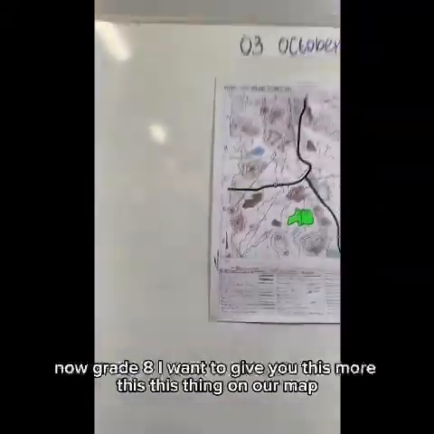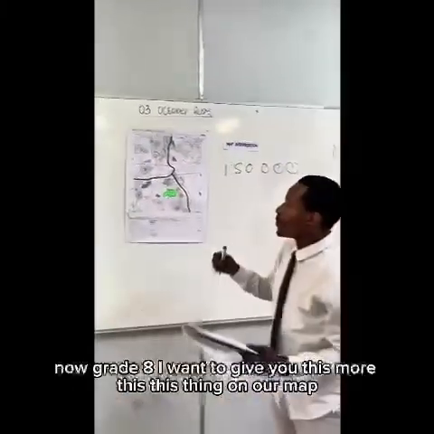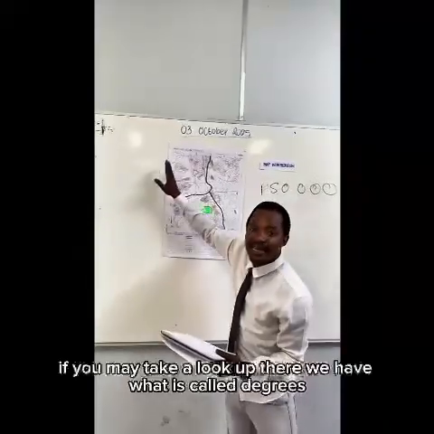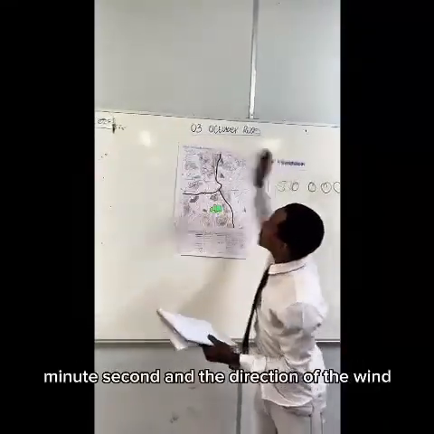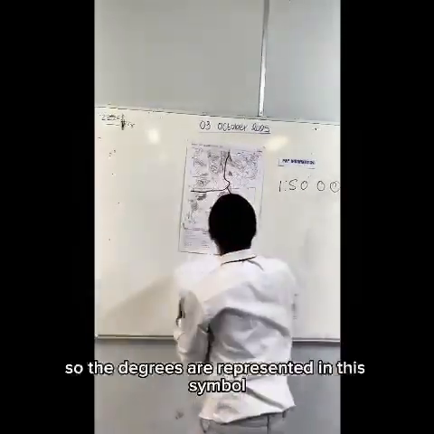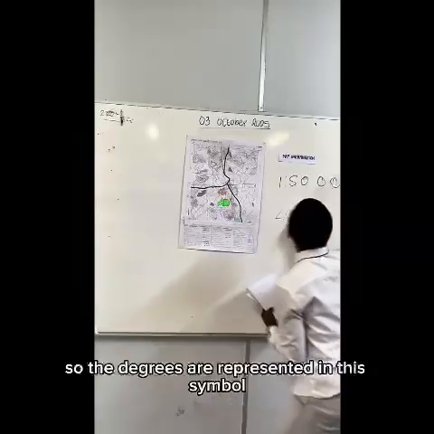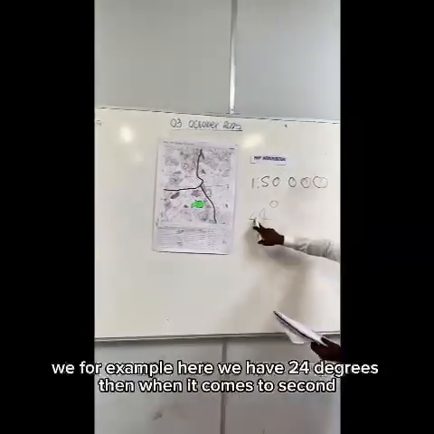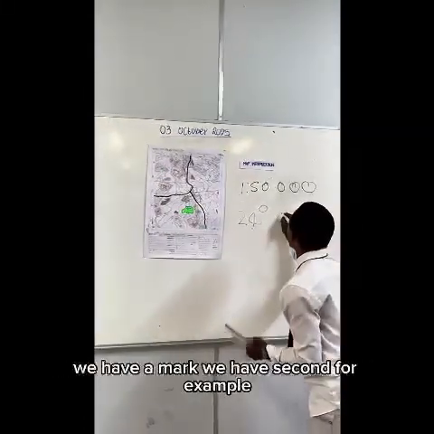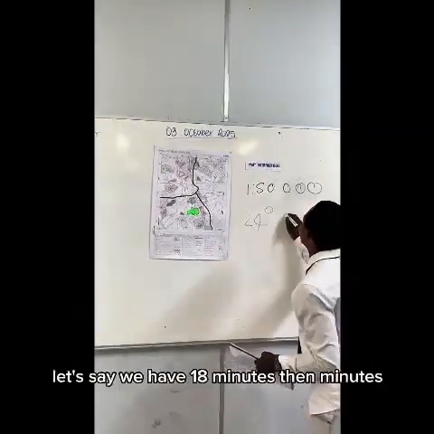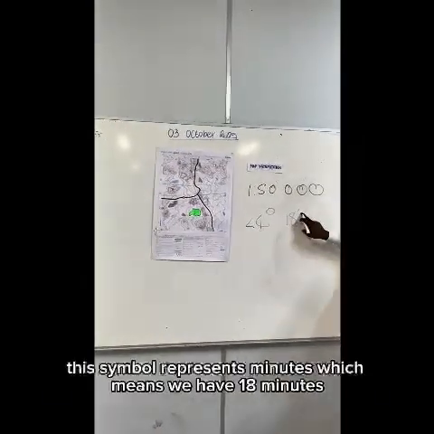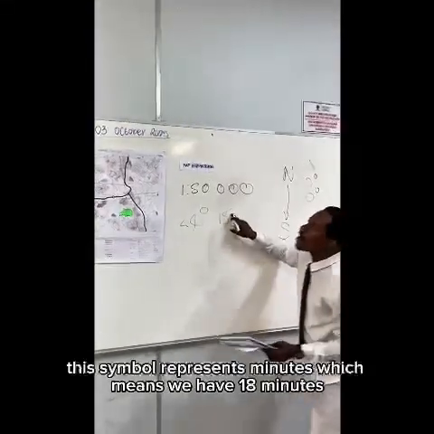Now, grade 8, I want to give you this. On our map, if you may take a look up there, we have what is called degrees, minutes, seconds, and the direction of the map. So, the degrees are represented in this symbol. For example, here we have 24 degrees. Then minutes, this symbol represents minutes. For example, let's say we have 18 minutes.